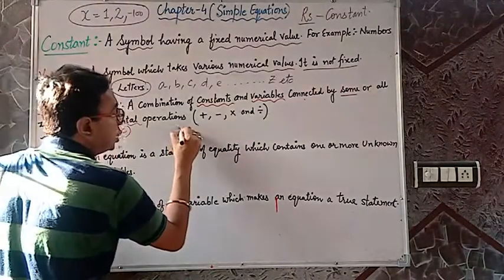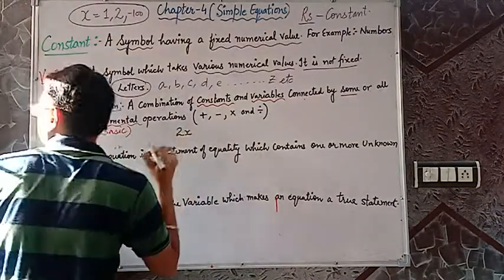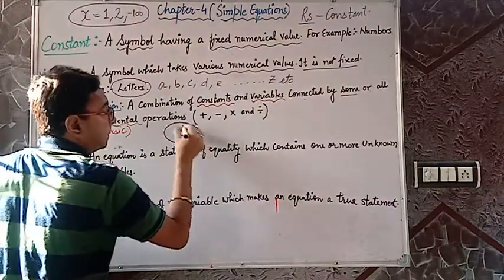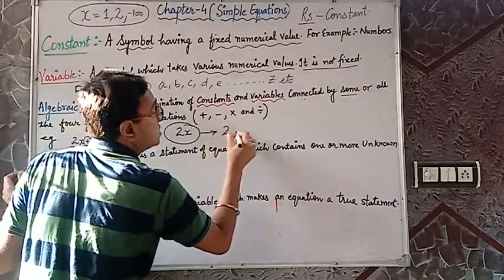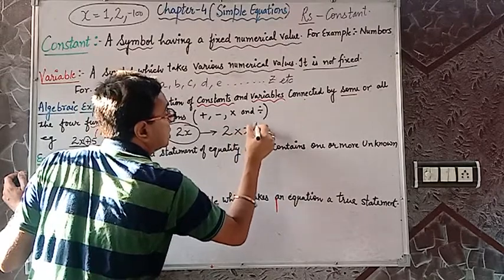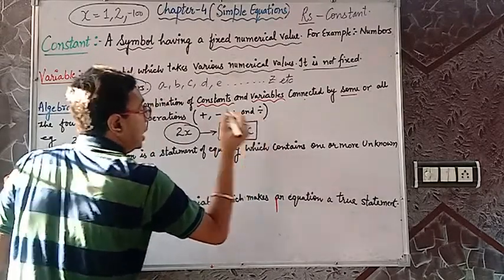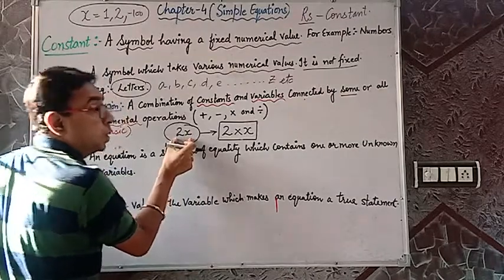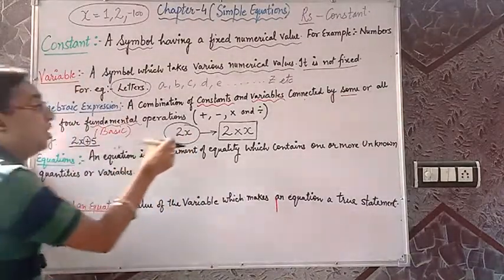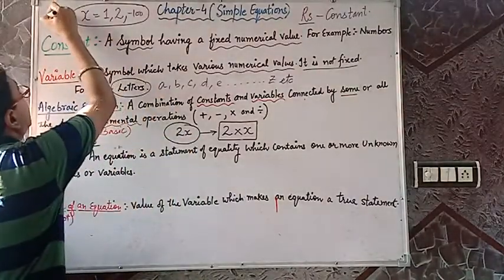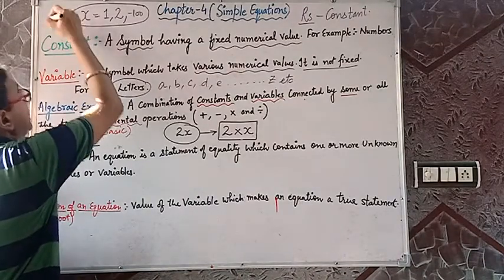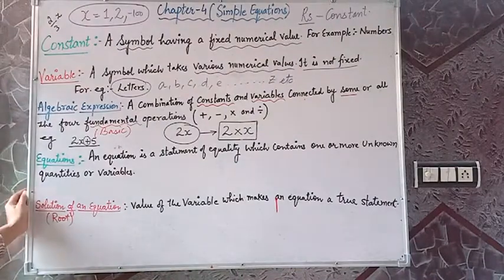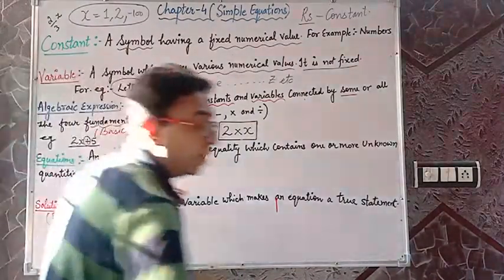Now if I am writing 2x, understand this is very important. If I am writing 2x, it means 2 is multiplied with x. This is most important: 2 is multiplied with x. Whenever we write like this, I told you in fractions and decimals also, if I write 2 by 3x, they are multiplied. They are getting multiplied with each other. Do remember.